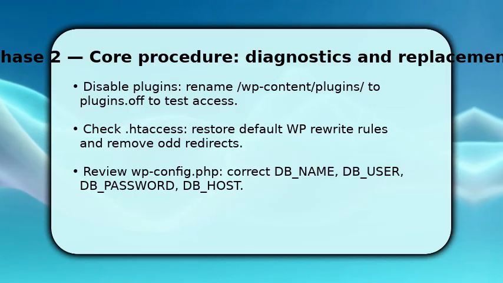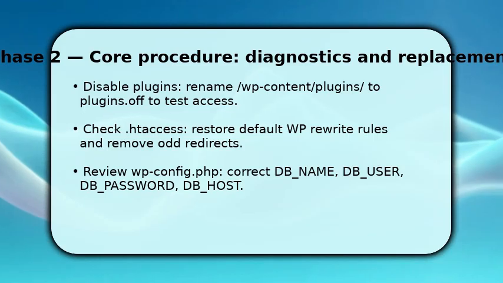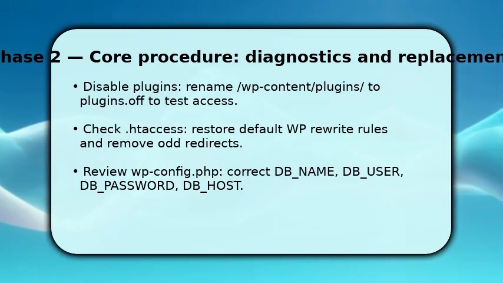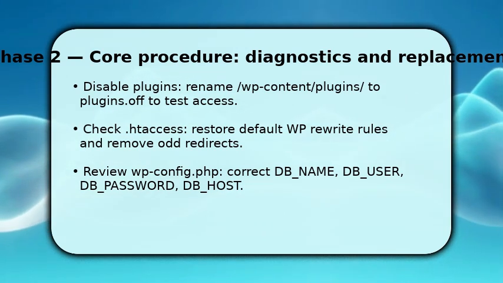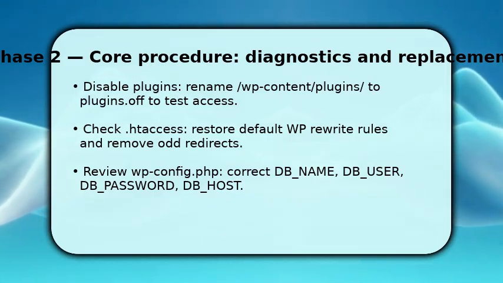Then inspect .htaccess. Replace it with a default WordPress rewrite block and remove accidental redirects that trap wp-admin. You also open wp-config.php to verify DB name, DB user, DB password, and DB host. Typos here prevent login. Once done, reactivate plugins one by one to find the offender and note which one caused it.